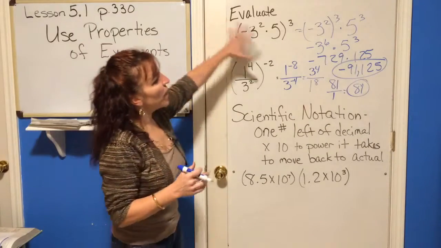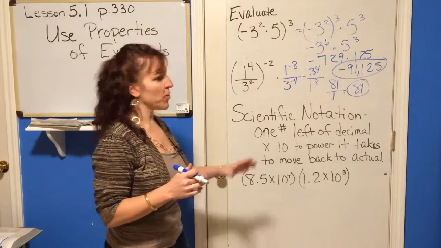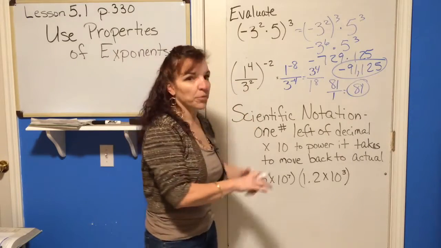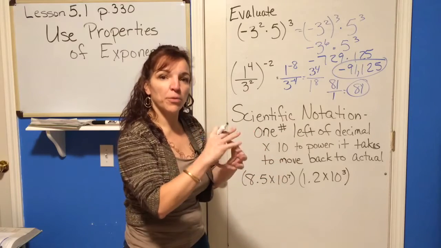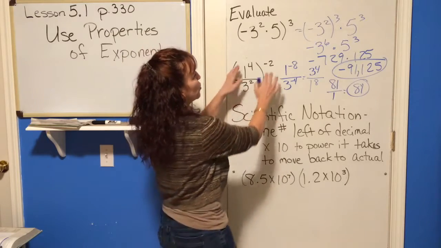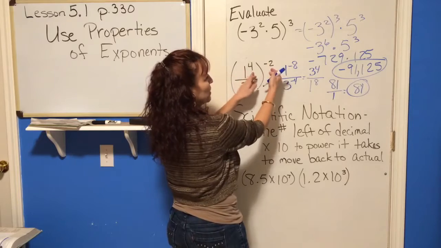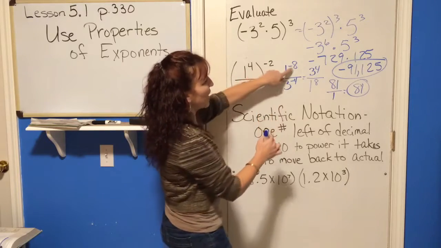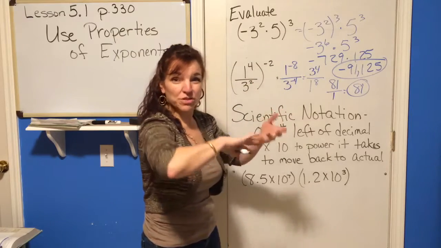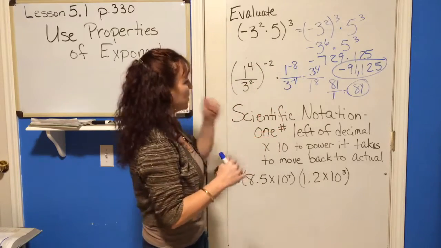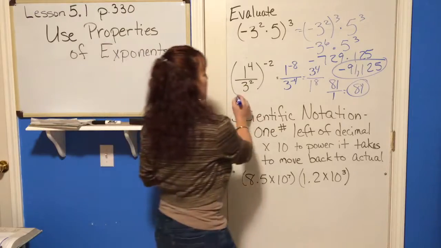Okay, so evaluating, really, you shouldn't have any trouble with that. Just make sure that you're using the properties properly. You've got to go slowly. Make sure that if you've got a power to a power, you multiply it. And make sure that if you've got a negative power, it flips to the other part of the fraction, because you're dividing instead of multiplying. All right? All right, next.